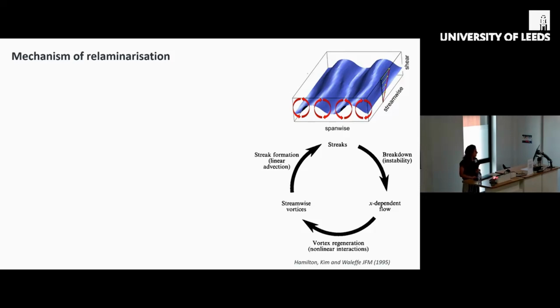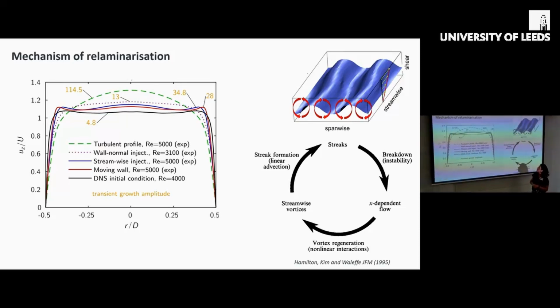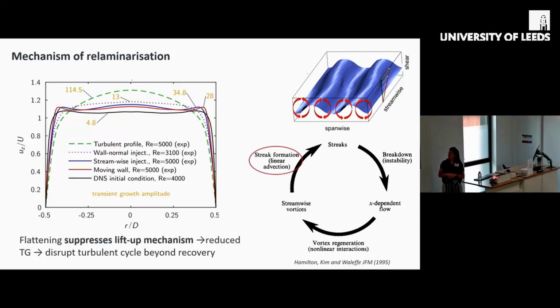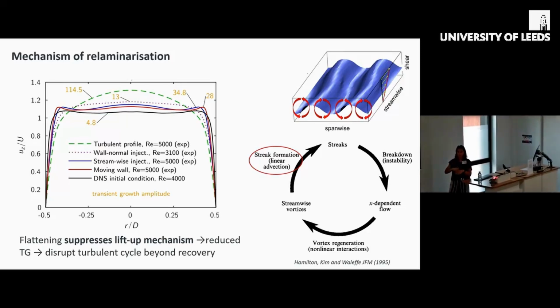So in all of the cases in the experiments with different control methods, they found that transient growth was reduced compared to the uncontrolled case. So basically they attributed the relaminarization to the suppression of the lift-up mechanism in the presence of this flattened profile. And this was measured by this reduced transient growth, which basically disrupts the turbulent cycle behind recovery. So it is this leg of the self-sustaining process that was affected and interrupted. And so then this regeneration cycle breaks down.